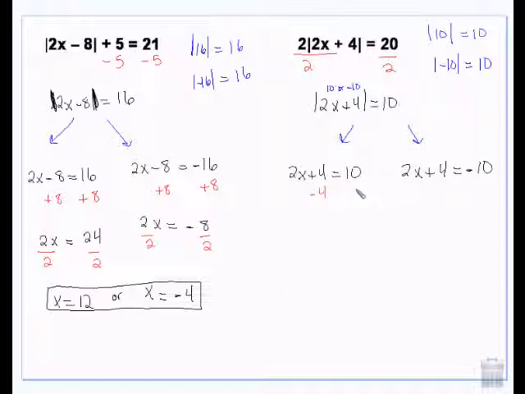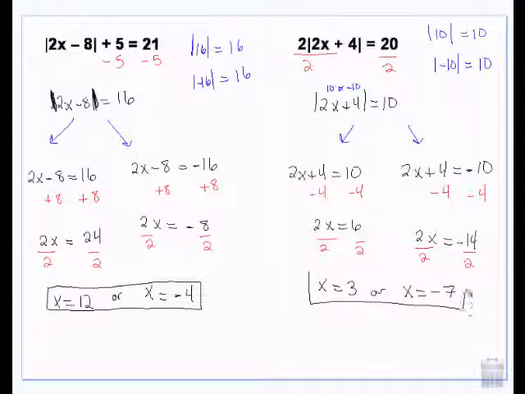I'm going to subtract 4 from both sides. And I get 2x is 6. Divide by 2. And I get x is 3 here. If I subtract 4 from both sides there, I get 2x is negative 14. Divide by 2. And I get x is negative 7. So I get 2 answers.